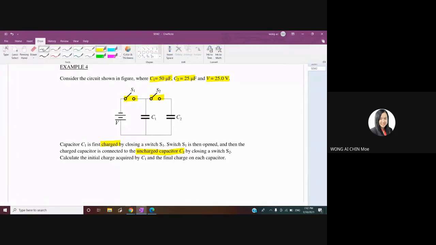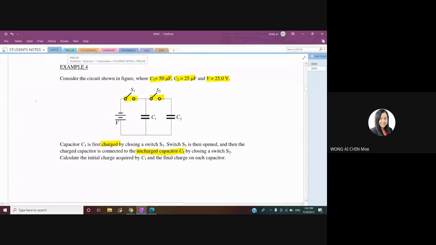So this question can actually be split into two parts. The first part is only C1 with the battery, because it is connected through S1. S1 is closed, but S2 is open, meaning the rest of the circuit is disconnected. Because there is a battery here, the first process is the charging process. After that, switch S1 is opened, meaning the part on your left-hand side is disconnected, so we can just ignore it.